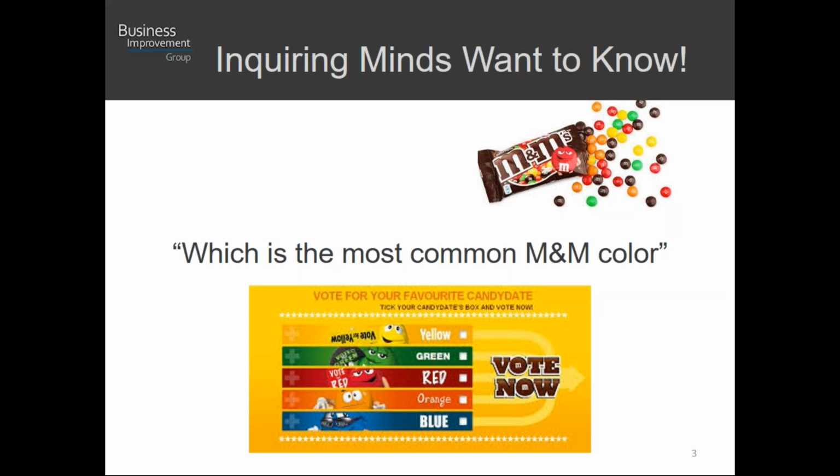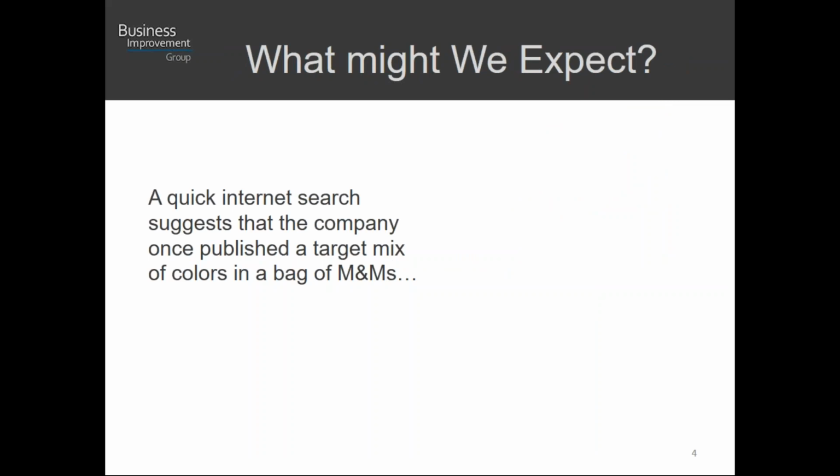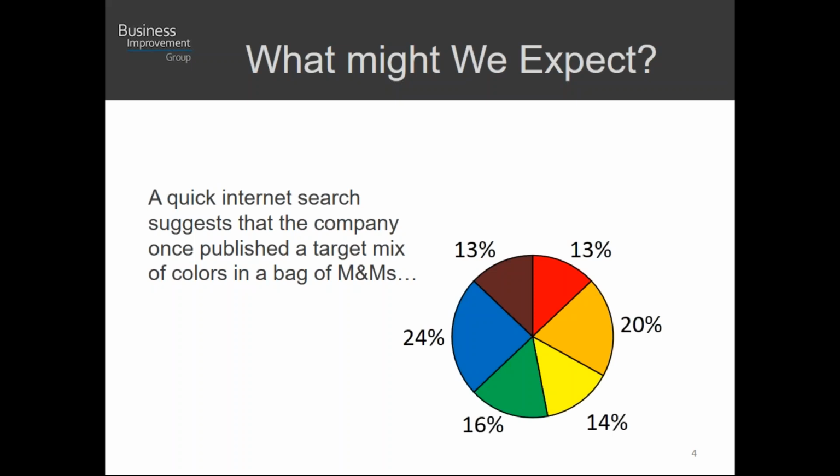But before we do, we first get a general sense from the attendees of their hypothesis. What do they think the most common color would be? We make note of that, and then we conduct the experiment. We look to see what we might expect. So we'll do a quick internet search, and believe it or not, there is a targeted mix for a given distribution of colors within a bag of M&Ms, and this is the distribution.